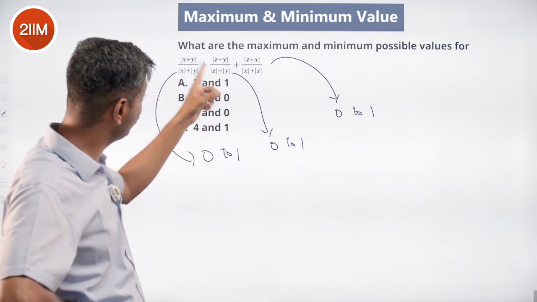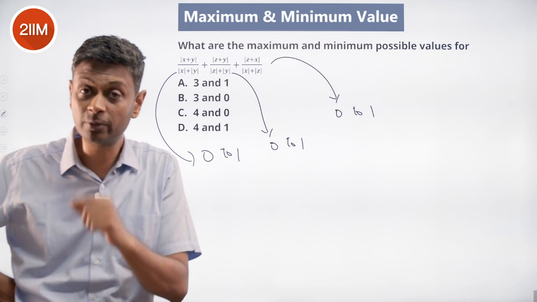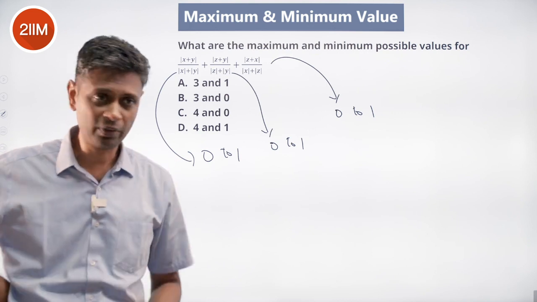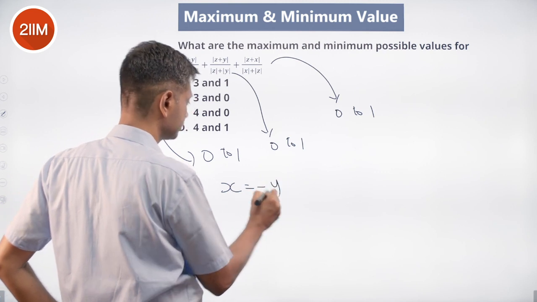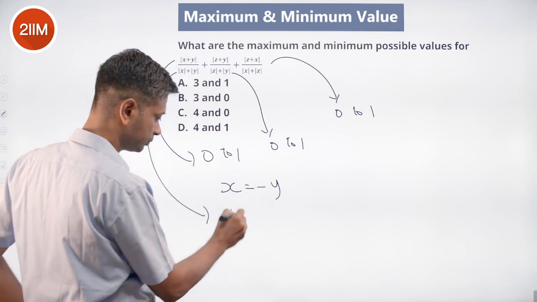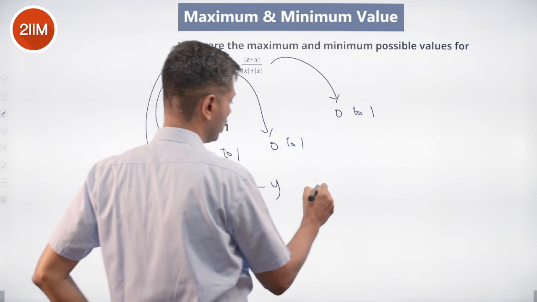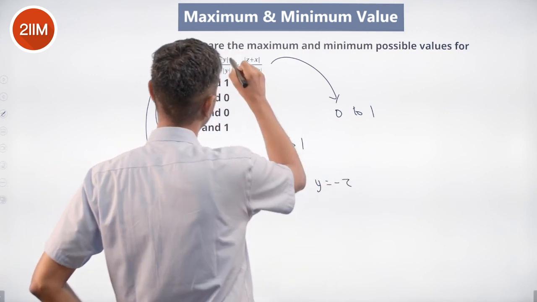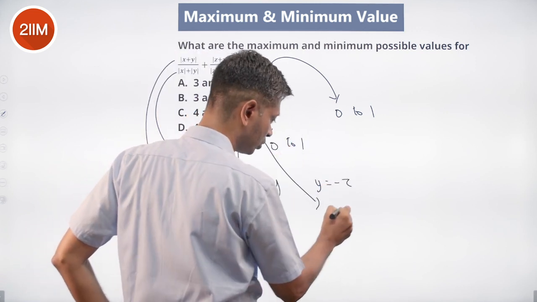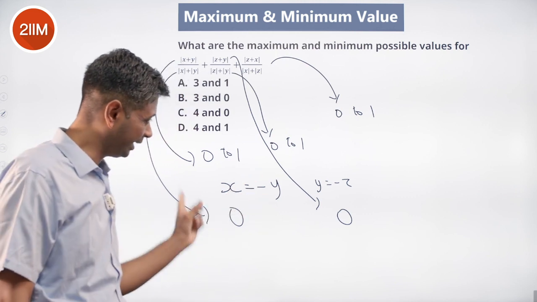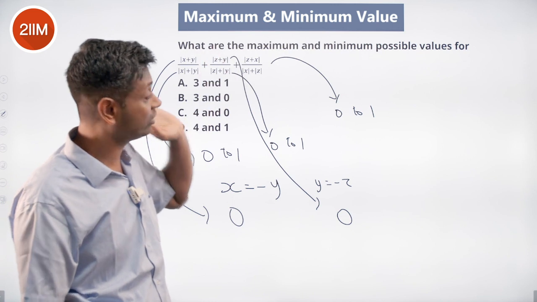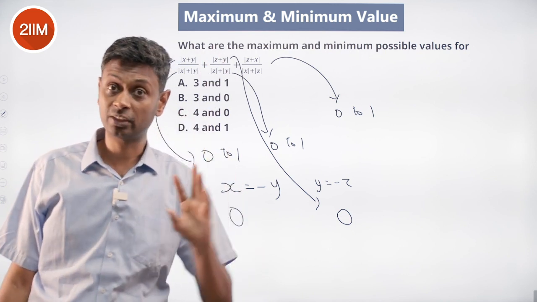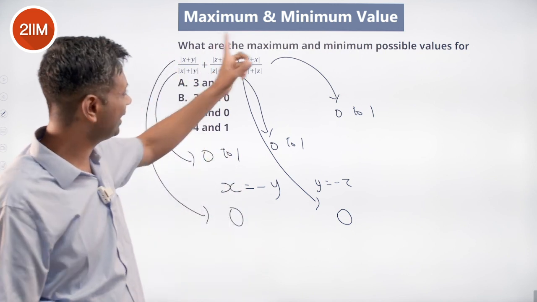Can I get 0, 0, 0? Is that even possible? And that's where it becomes funny. Because if I put x equal to minus y, this will go to 0. You put y equal to minus z, this will go to 0. Y is minus x and minus z. That means x should be equal to z. Here again I cannot say z equal to minus x. That's not possible.